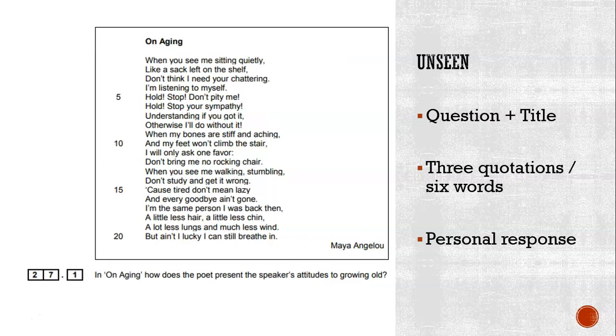Now the unseen, again, don't worry about every single line of the poem. Look at the question and the title. Growing old, and the title is on aging. Think of either 3 quotations, so 3 lines, or 6 keywords. Again, you could say it's negative from that first simile, "like a sack left on the shelf." Forgotten, treated like an object, seen as obsolete, seen as not useful.